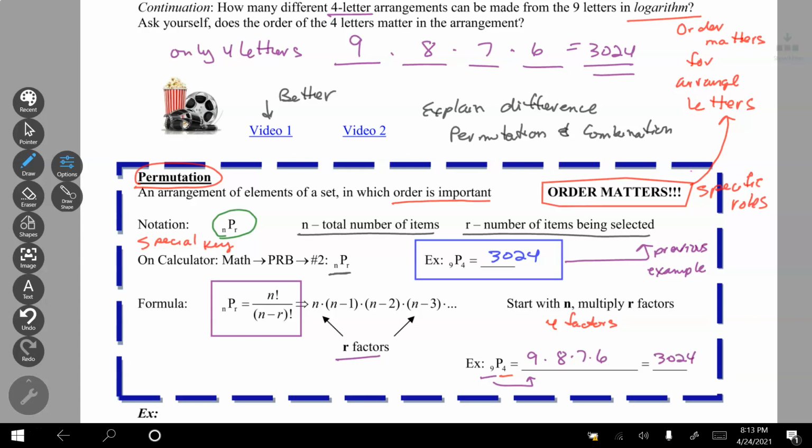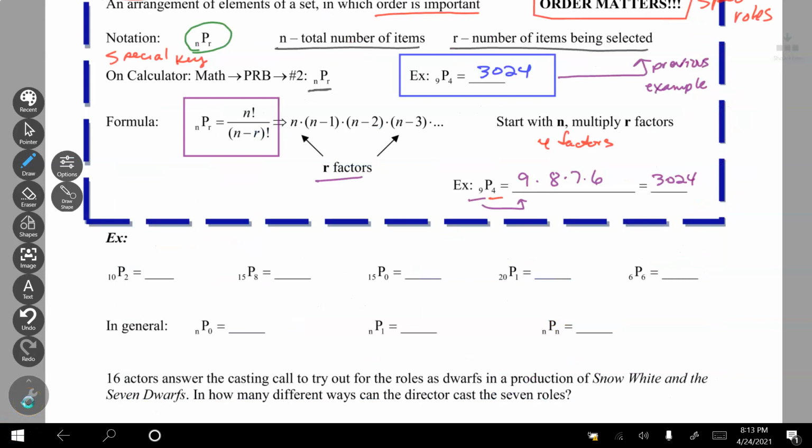So a lot of times I use a special key, but sometimes I don't because it's a lot of work to go get that key. So let's just use our special key for all this. So 10P2 is just going to be 90. 15P8 means I have 15 items. I only want 8. It's going to be a lot of ways. 259,459,200.